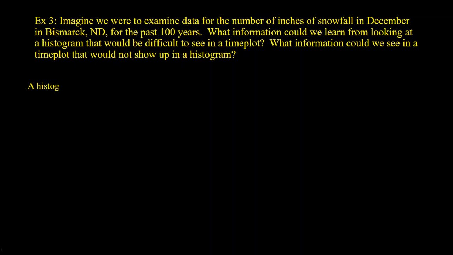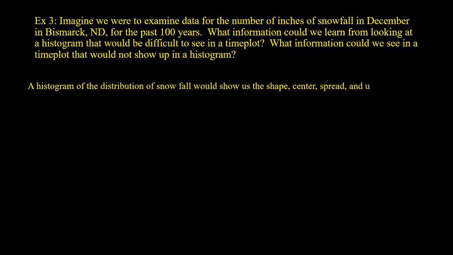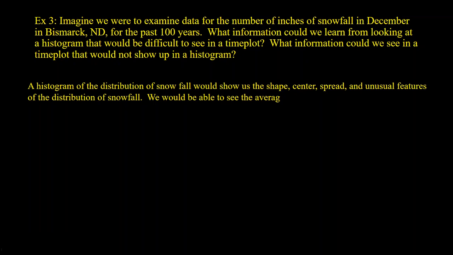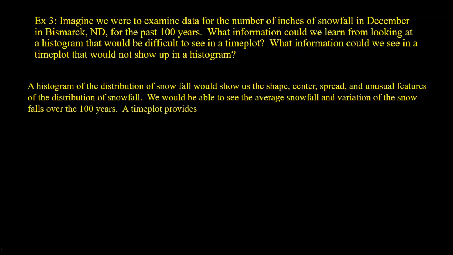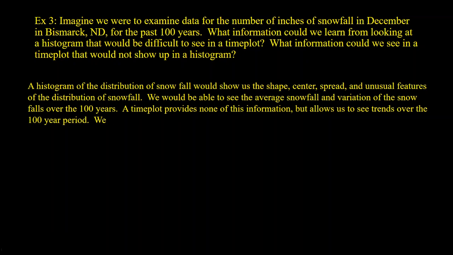A histogram of the distribution of snowfall would show us the shape, center, spread, and unusual features of the distribution of snowfall. We would be able to see the average snowfall and variation of the snowfalls over the 100 years. A time plot provides none of this information, but allows us to see trends over the 100-year period. We could see whether snowfall has increased, decreased, or stayed the same over this time period.